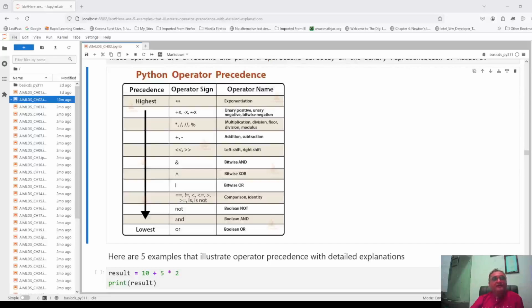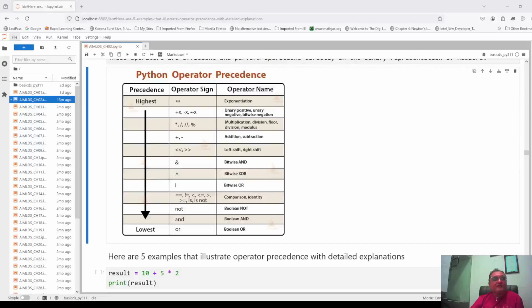The highest precedence is exponentiation. That means you always do exponentiation first. Next is unary positive, unary negative, or bitwise negation. Bitwise negation means the not operator or tilde symbol which we talked about. Or these are just unary positive or negative numbers, that is +5 or -5, applied to ordinary integers.